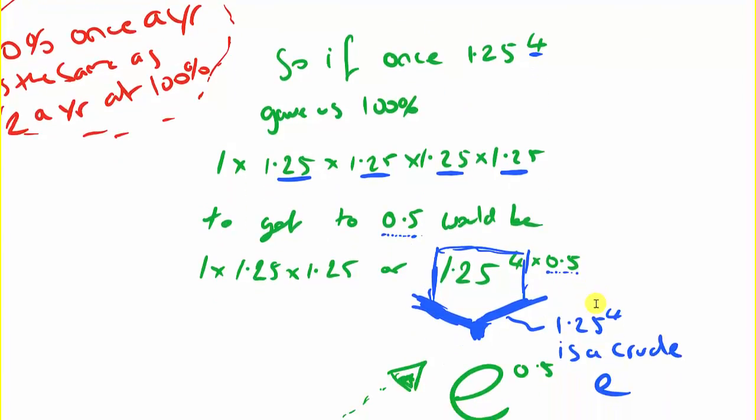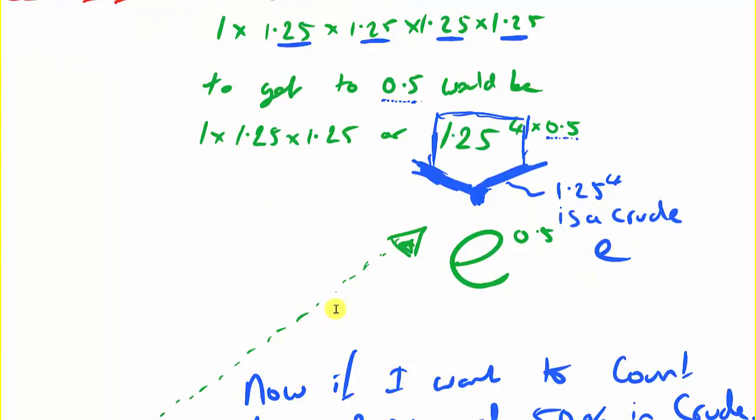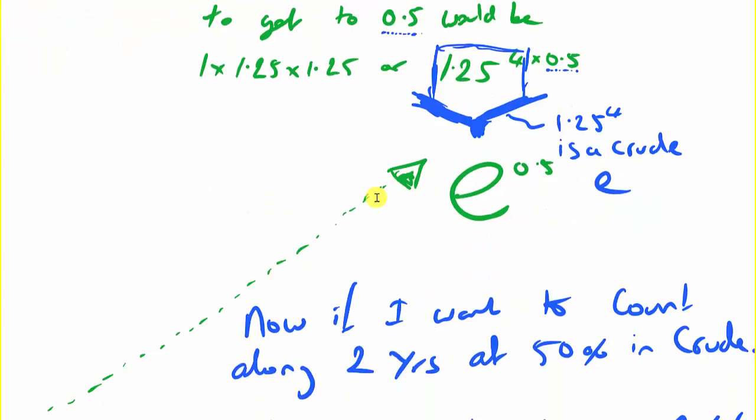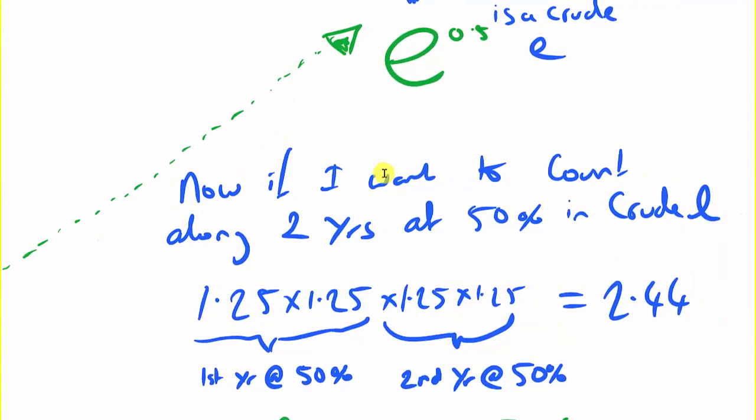That would be as though we didn't have an infinite number of steps. That would be as though the rate was very grainy, okay? But we could use our nice and smooth e. Our nice and smooth e is as though we did this 1,000,000 times a year, or an infinite number of times a year. So now we can start thinking of this as, if I want to count along 2 years at 50% in crude e, this is what I would do.